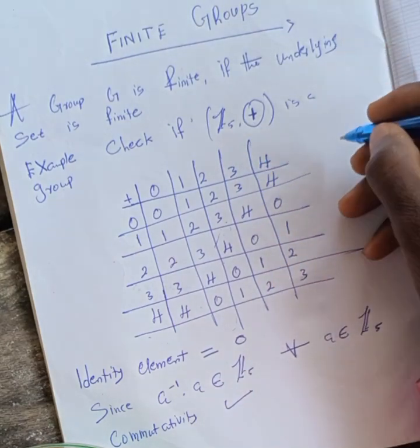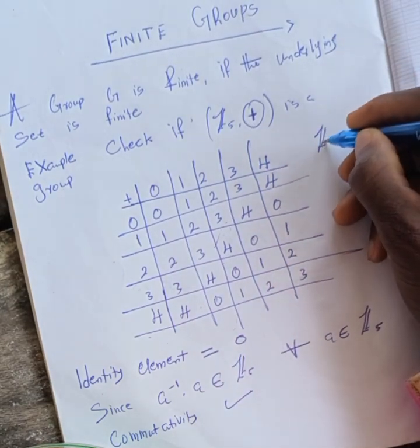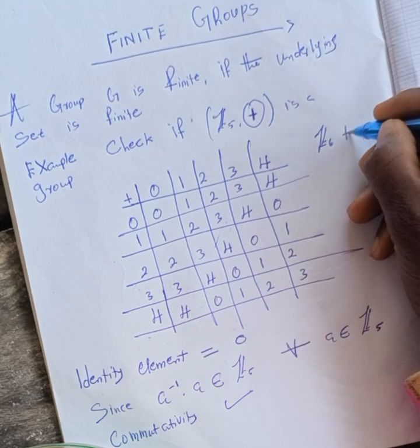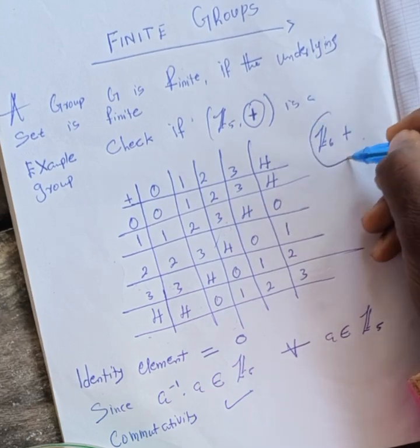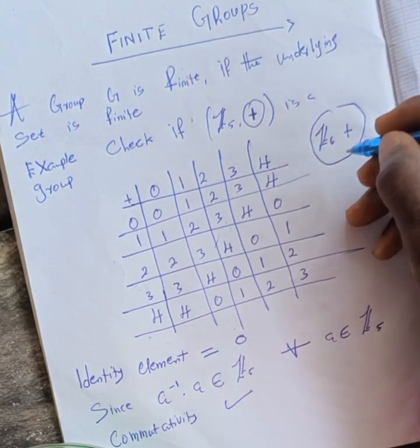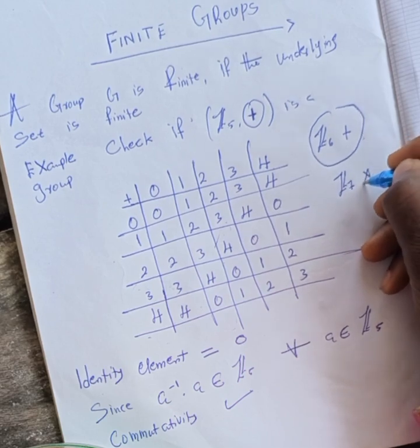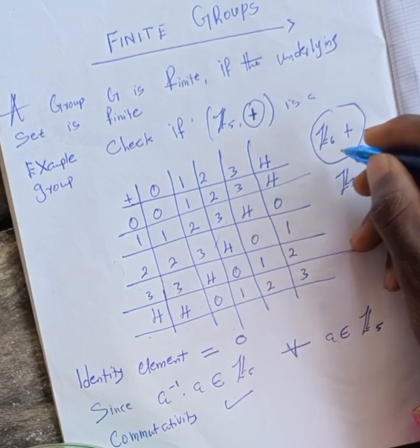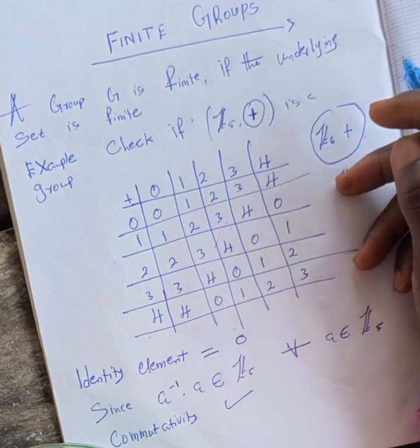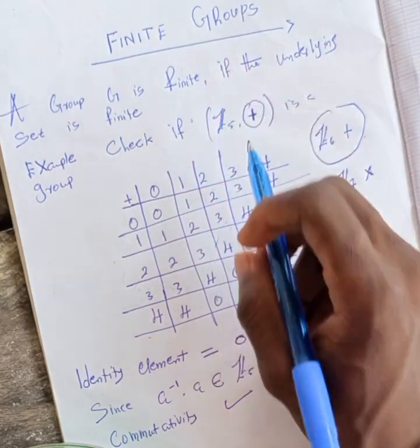Another example of a finite group is Z6 under plus. This is also a finite group. Z7 under multiplication is also a finite group. So all of these are finite groups, and we have to check that this is a finite group.